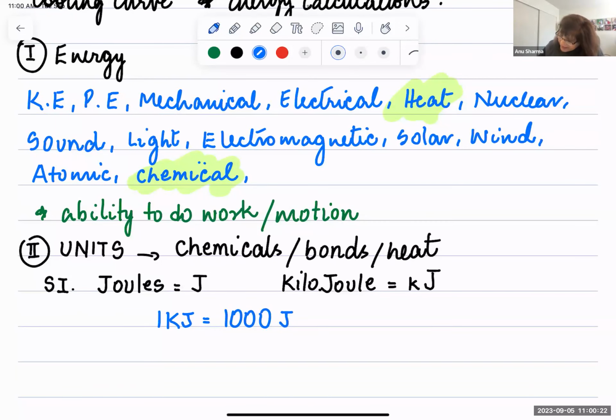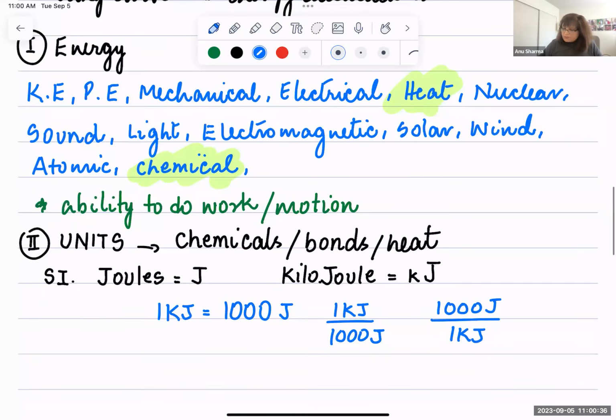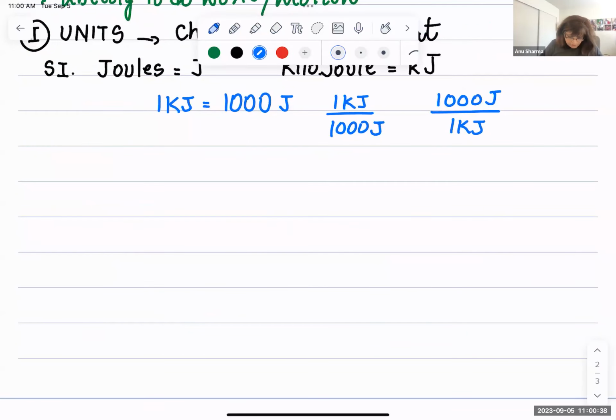And what are the conversion factors? 1 kilojoule over 1,000 joules, or 1,000 joules over 1 kilojoule. So this is a very simple relationship in these units.